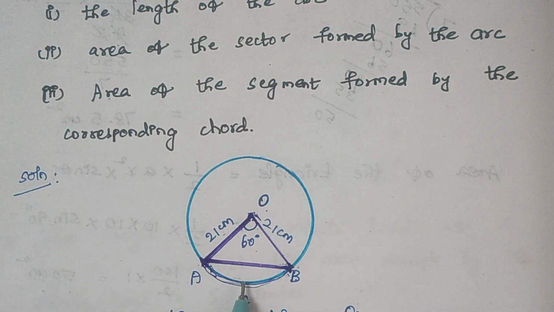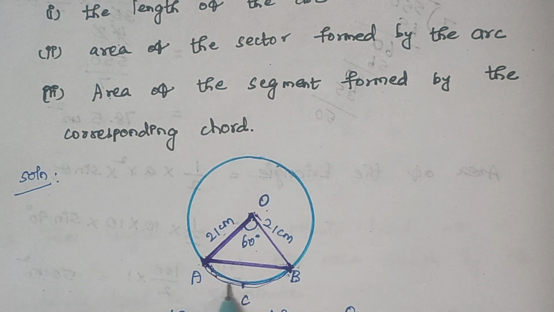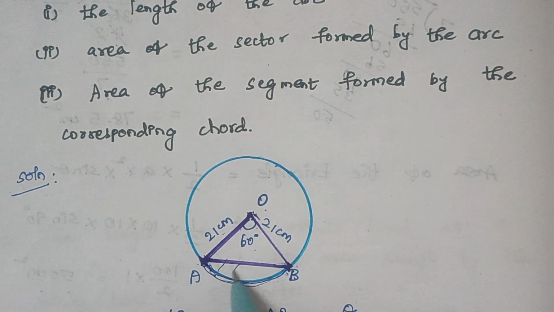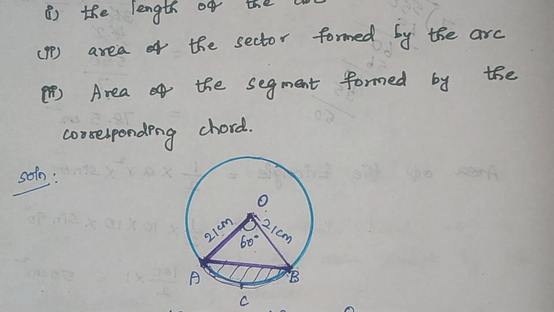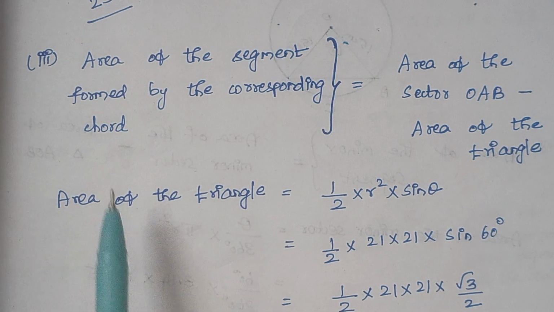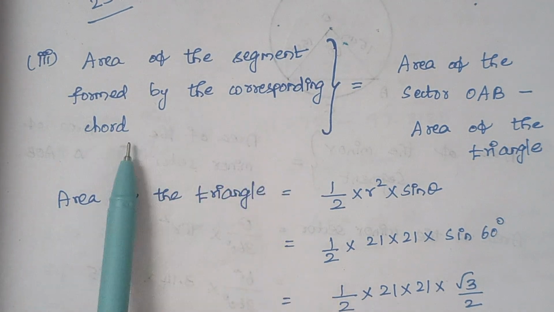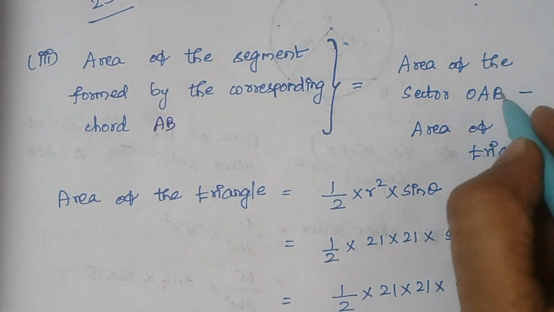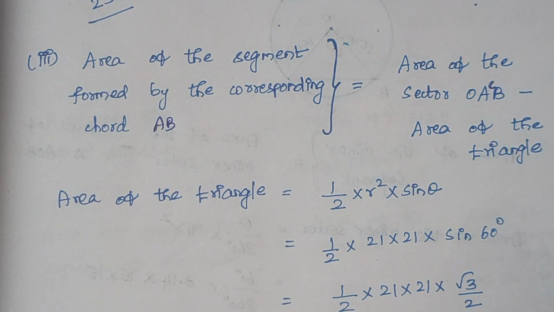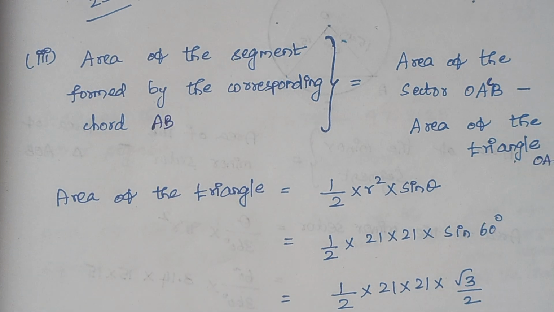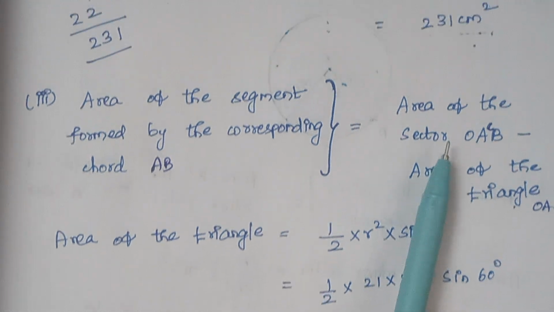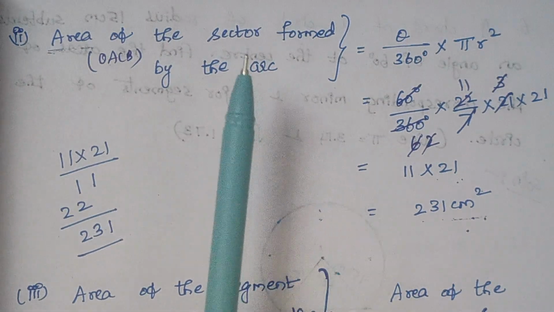So how to find this part? As usual, you have to find the area of this sector and you have to subtract the area of this triangle, then we will be getting the value of this part, right? So area of the segment formed by the corresponding chord, right? Here the chord is AB, is given by area of the sector, let this be OACB, minus area of the triangle. Here the triangle is OAB, right? So area of the triangle is given by the formula. You see, area of the sector we had just now we have calculated, right? This is the area of the sector.